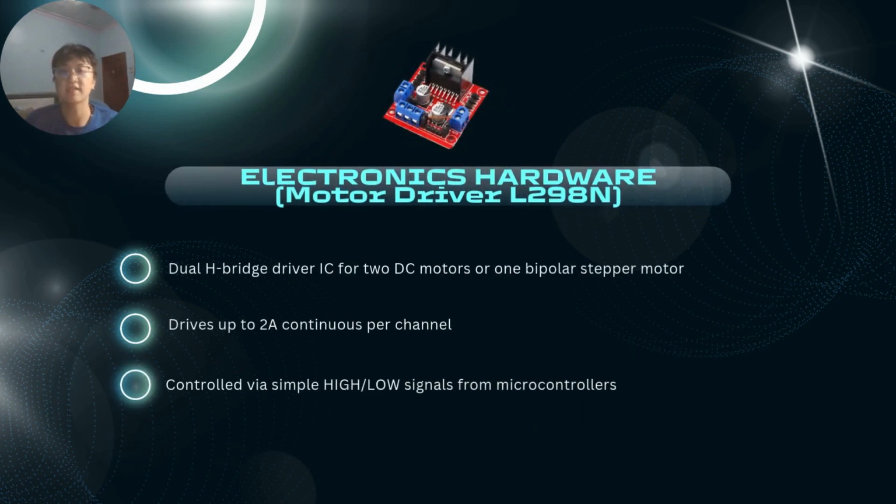Now is the second electronic hardware. The motor driver we choose is L298N. And why do we choose this? The first one is because it is a dual H-bridge driver IC for two DC motors or one bipolar stepper motor. Besides, it can drive up to 2 amperes continuous per channel, and we already said just now the TT DC motor has a peak of 2 amperes. And the last one is because it is controlled via simple high and low signals from the microcontroller. It means for us it's simple to code, and that's all for the electronic hardware part.